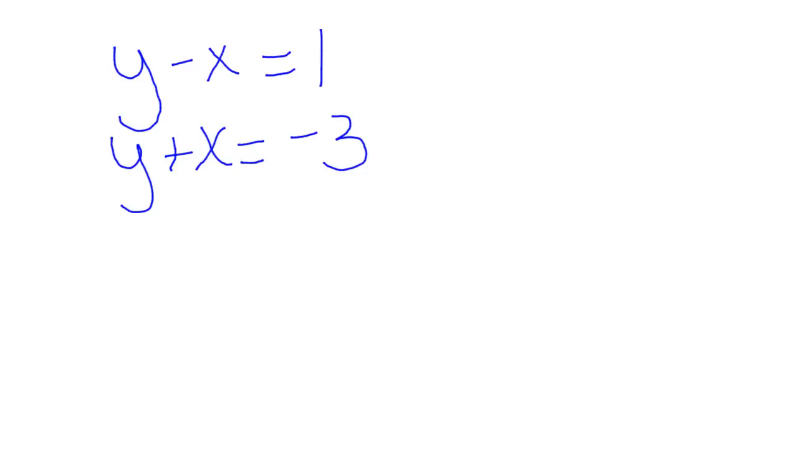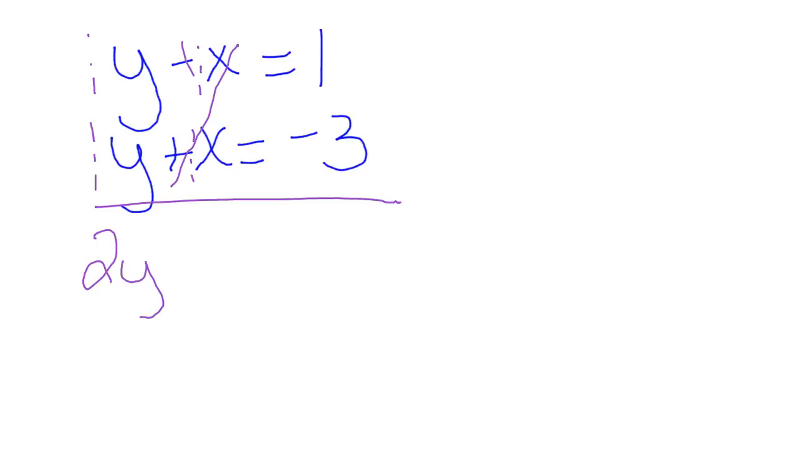So what I'm going to do is add up each column. You can only add y's with y's, x's with x's, and constants with constants. In this case, I have a 1y and a 1y, so 1y plus 1y is 2y. Then I have a negative 1x and a positive 1x. These cancel. This is where the elimination method comes into play.